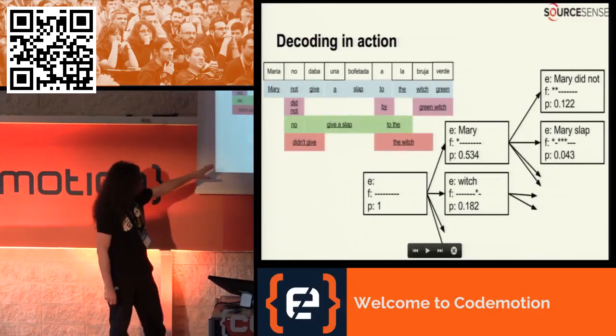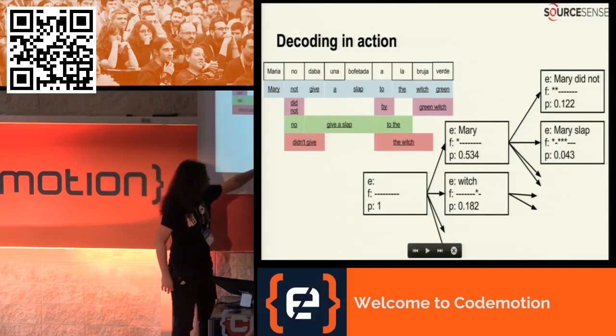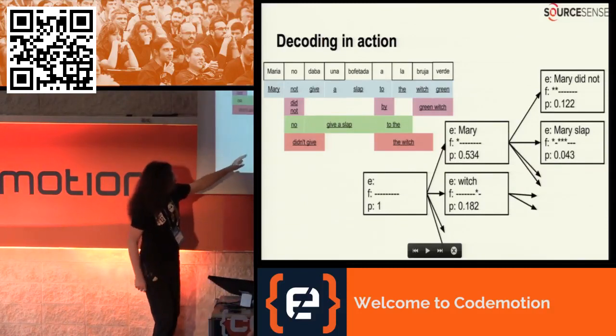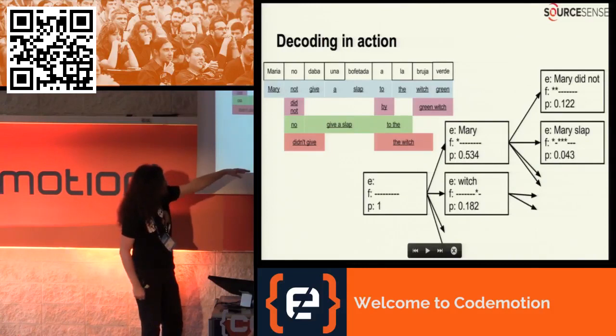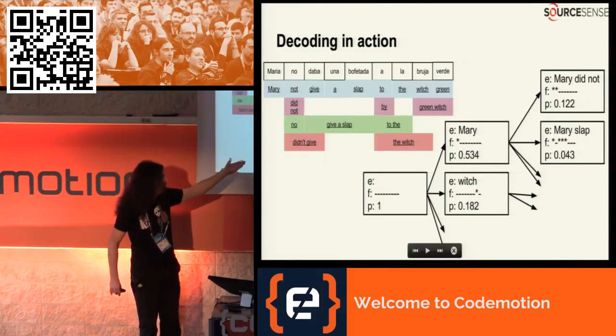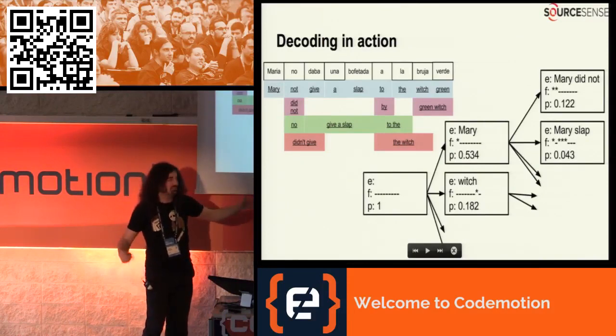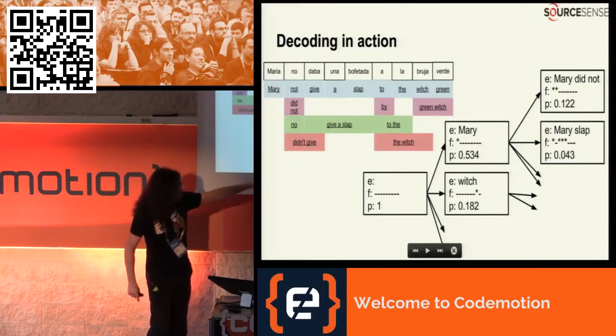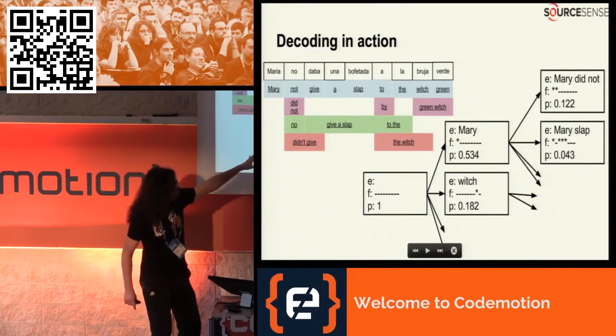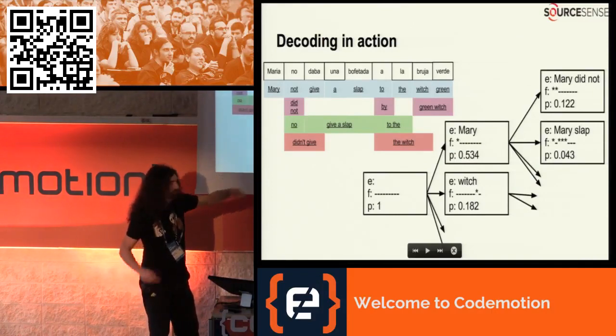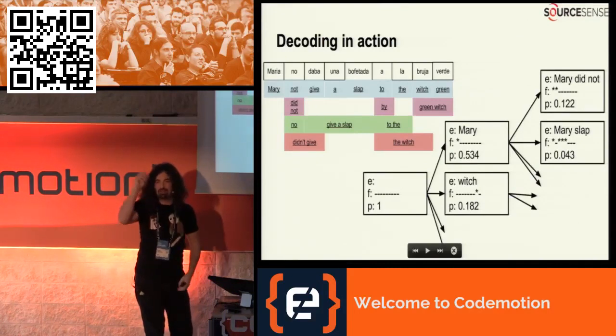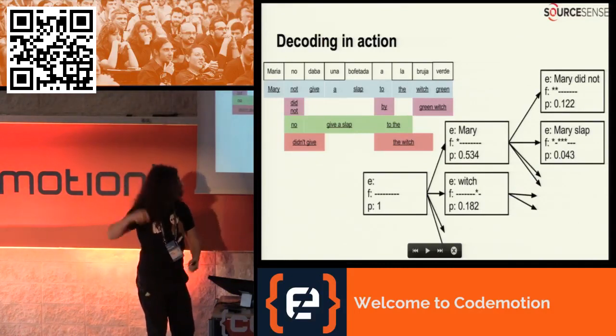So we start with an empty stack with probability 1, so the maximum possible. Then we explore the options. We may begin by assigning Mary, because it's very high probability, 53%, 0.53 is 53%. Then we may try to start with which, but which has a lower probability of being there, so we try to go in the other direction. We then try to cover Mary did not. We try to fill all those empty spaces, like we play the Hangman game, you know?